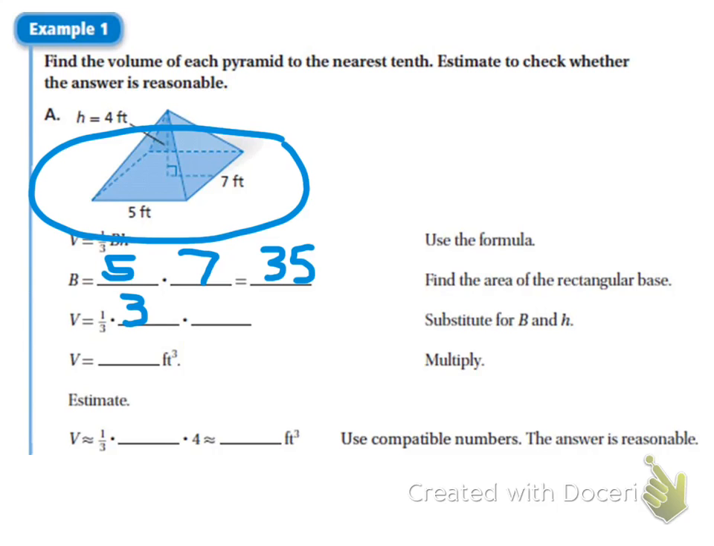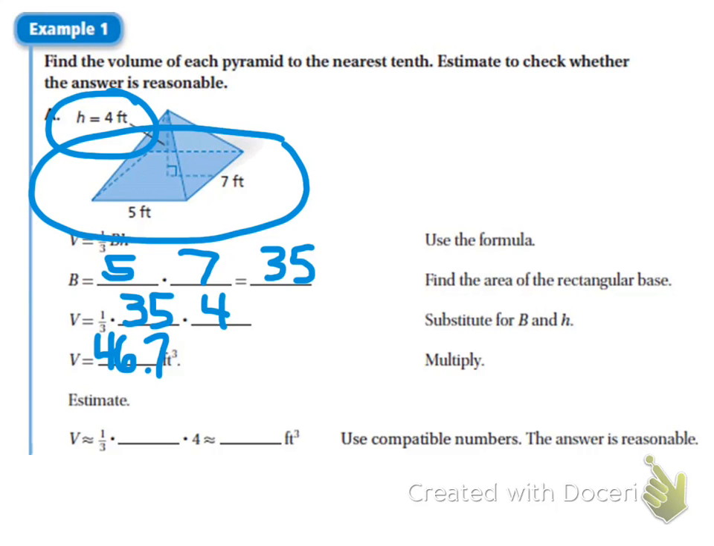Now I input this into my formula. 1/3 times 35 times the height. What is the height, Ashlyn? 4, that is correct. Now in your calculator, multiply 35 times 4 divided by 3. The reason I don't want you to multiply by 1/3 is because you may not get the exact answer. Alicia, what is your answer? 46.666. Excellent. We're going to round the 6 to 7, so we're rounding to the nearest tenth.